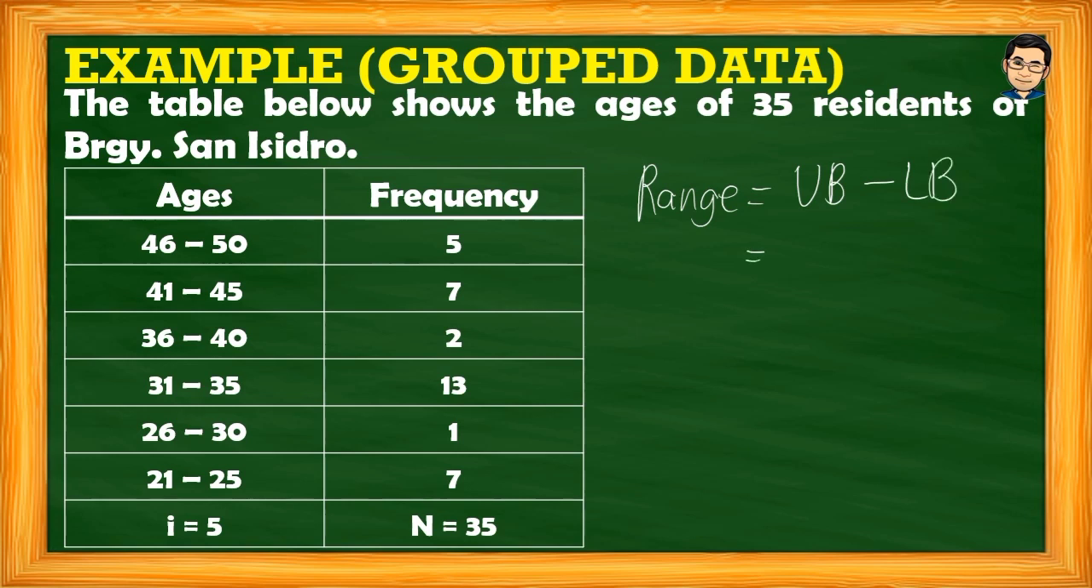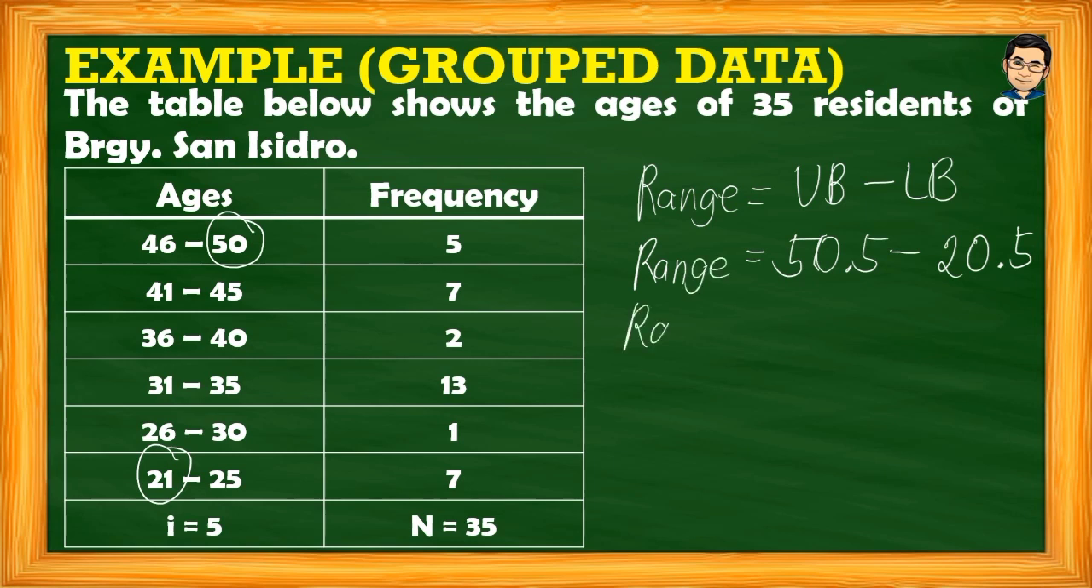Okay. So, sa upper boundary, ito po yung 50, yung pinakamataas. Mag-a-add lang po tayo ng 0.5. So, yung upper boundary natin is 50.5. Minus, dun sa lower boundary naman, that is 21, magsusubtract naman tayo ng 0.5. Then, it will become 20.5. Tsaka lang po natin i-subtract. So, 50.5 minus 20.5 is 30. So, yung nakuha nating range is 30.